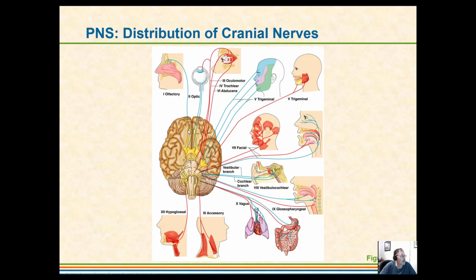So olfactory just goes to smell, optic just goes to the eye, oculomotor, trochlear, and abducens also go to the eye. And that's another good question, is which of these nerves does not work with the eye? So we've got 4 here: optic, oculomotor, trochlear, and abducens. I can throw another nerve in there like trigeminal, and in a question like that, then you would need to choose the trigeminal nerve as the one that does not work with the eye.